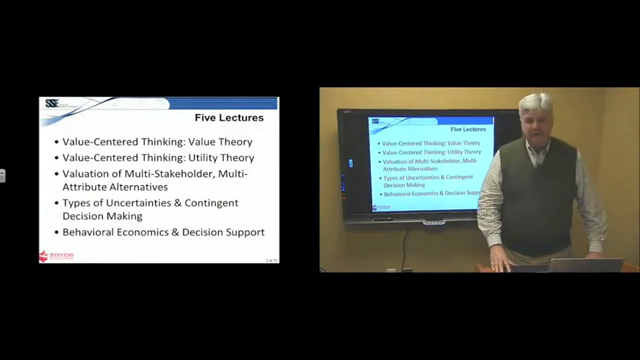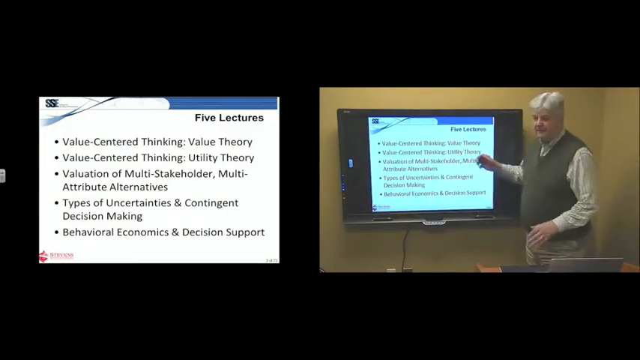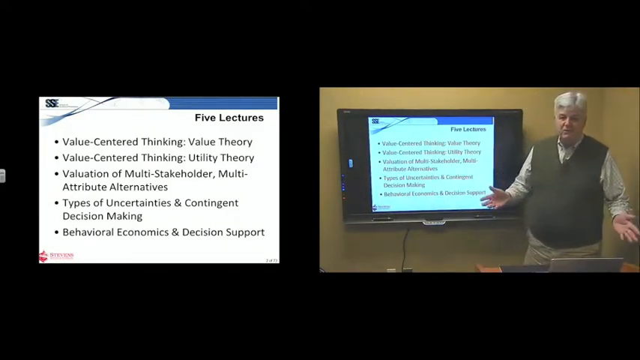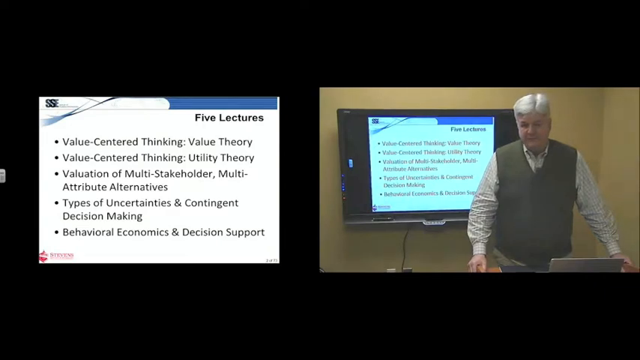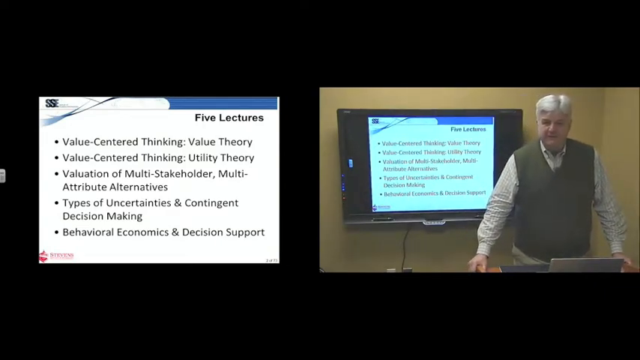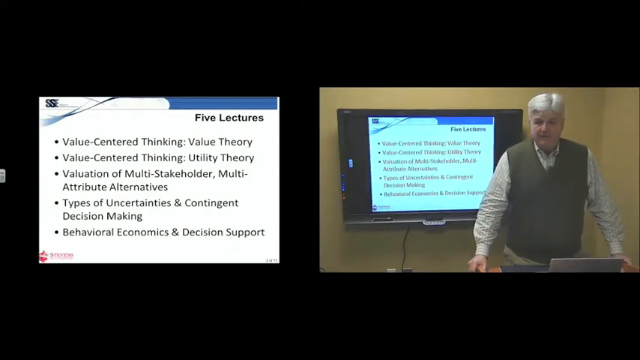The 5 lectures are going to first focus on value theory. And this is the question of how do we trade off attributes of alternatives when the attributes are certain. For example, we get a job offer at a salary and a certain number of weeks vacation. If we take the job, we get that. There's no uncertainty. There's still a trade-off, though.